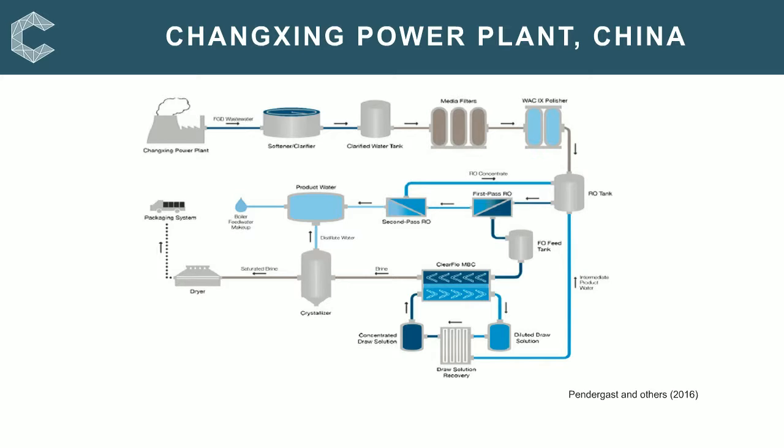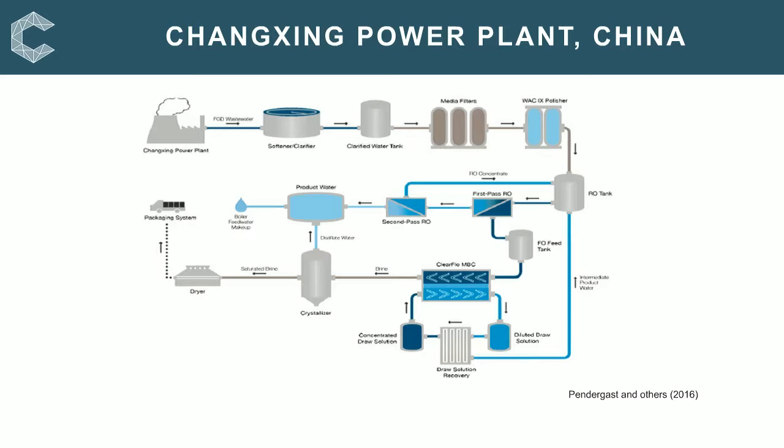Both reverse and forward osmosis systems have been installed at power plants to treat FGD wastewater. So the first commercial application of a forward osmosis-based zero liquid discharge system was at the 1.3 gigawatt ultra-supercritical CHANGXING power plant in China. Here it is used to treat the reverse osmosis reject.